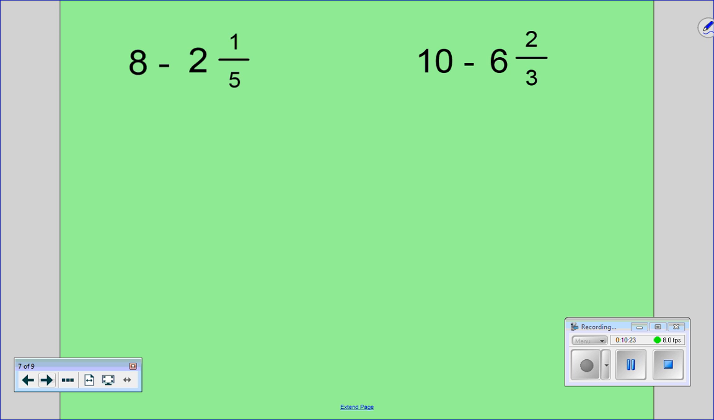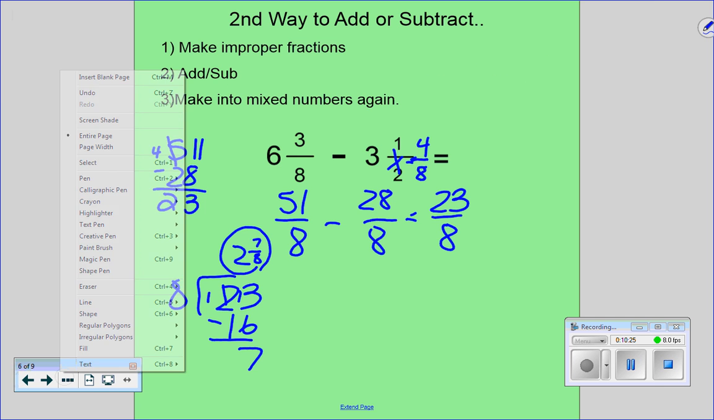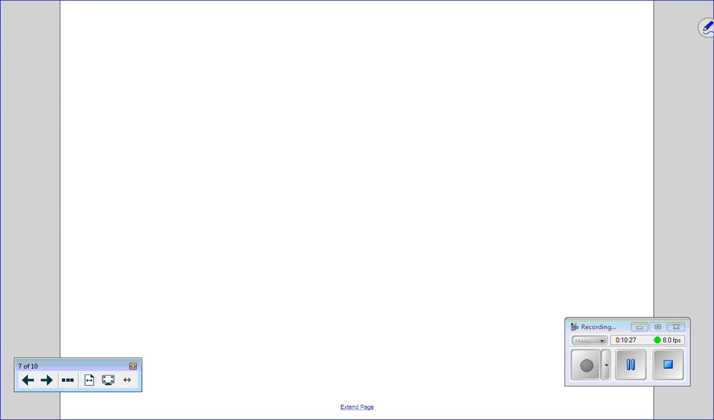Okay, you try one by yourself. No, let's do this. I'll make up one. Let's do 2 1/5 plus 3 and, I don't know, 1/10. Use the improper fraction way this time. See if you can do the improper fraction way.